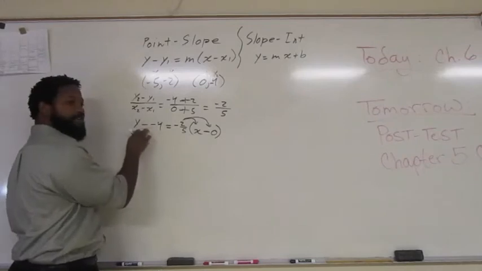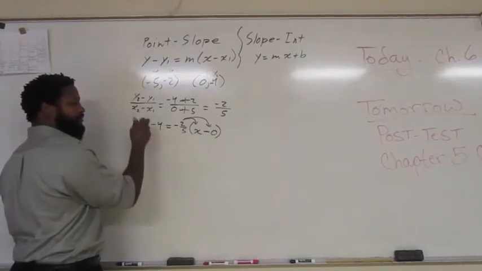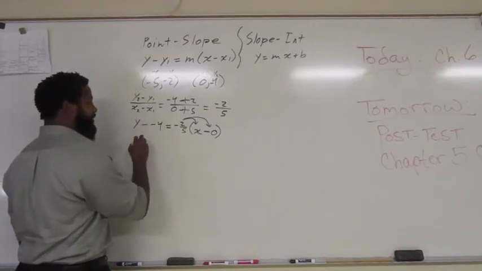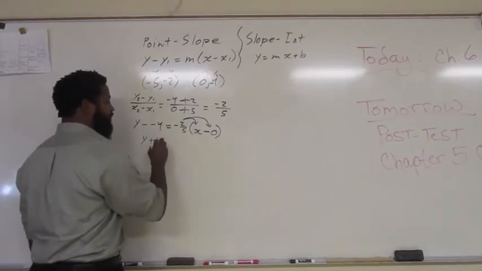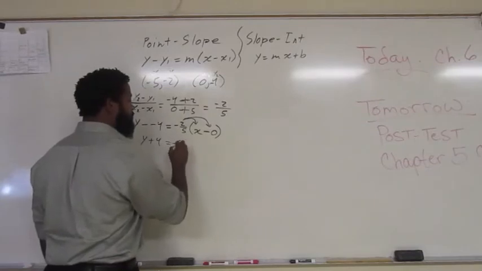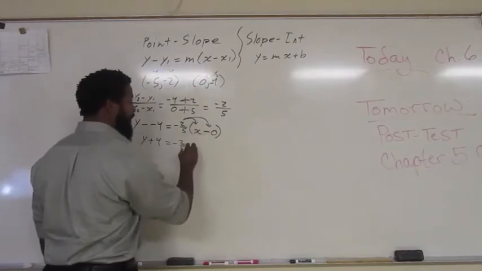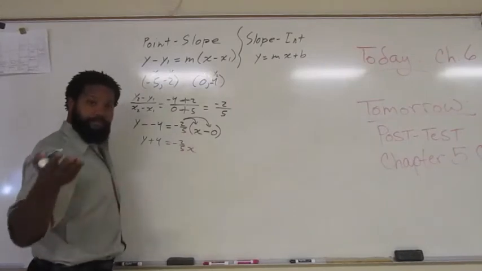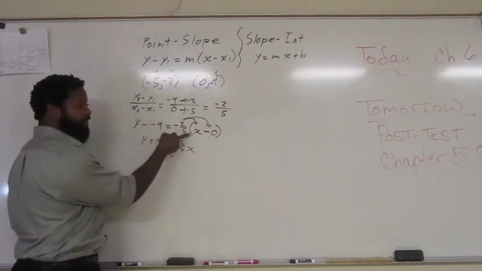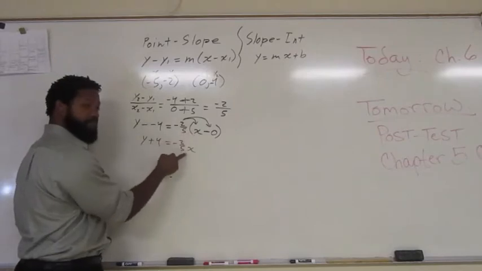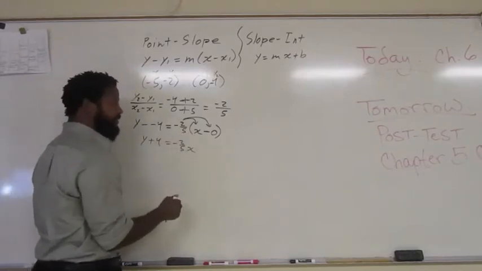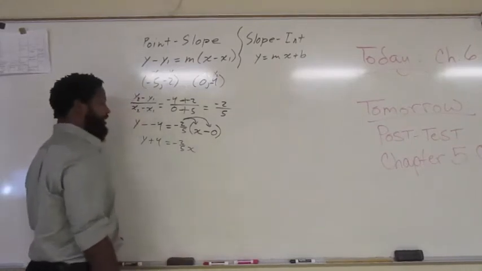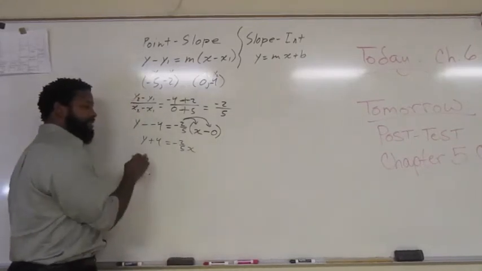What happens when you're subtracting a negative? It becomes a positive, right? So we have y plus 4 is equal to -2/5x, right? -2/5 times x is -2/5x, and -2/5 times 0 is 0. There you go. All right? How are we going to get this y by itself?